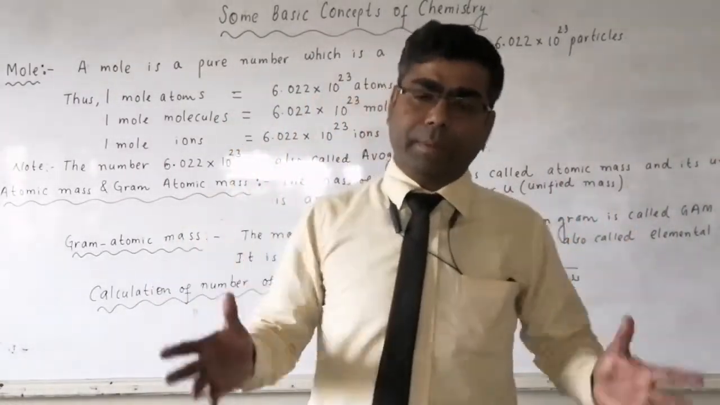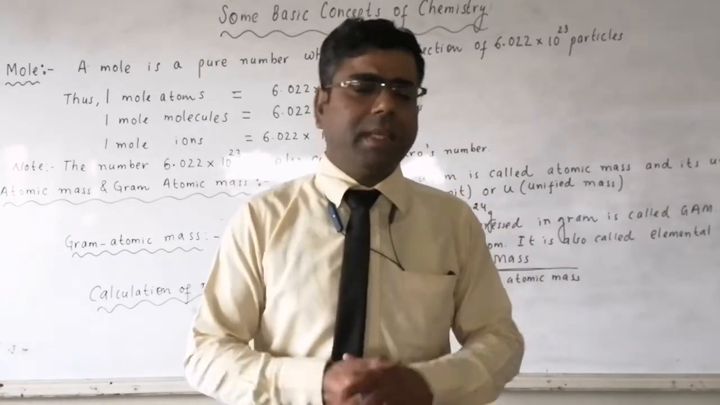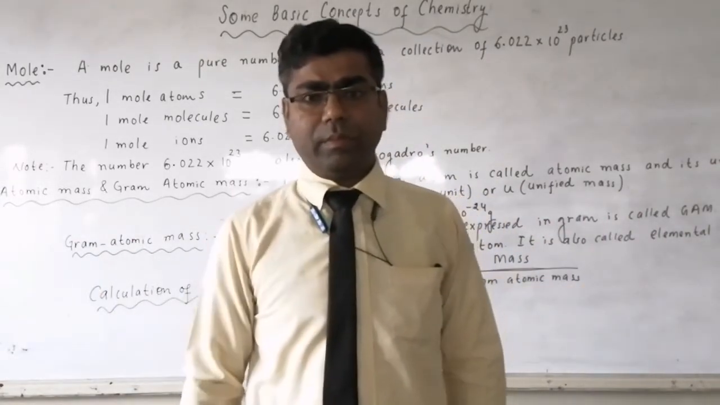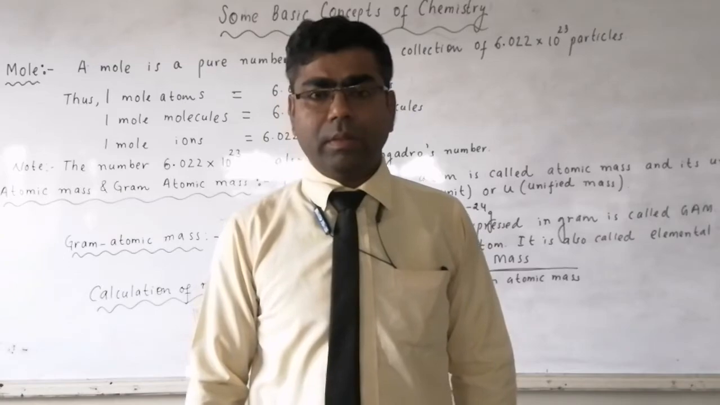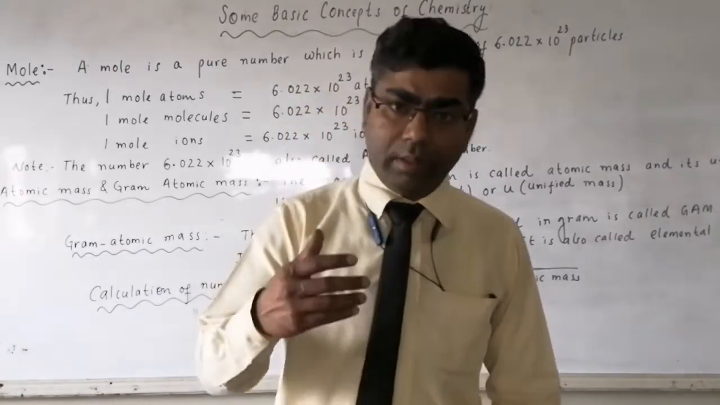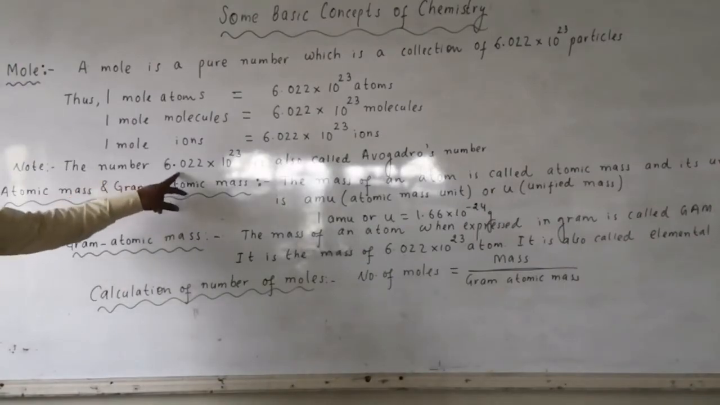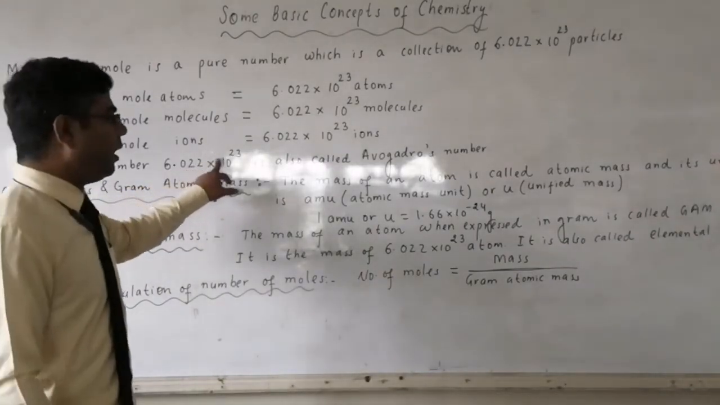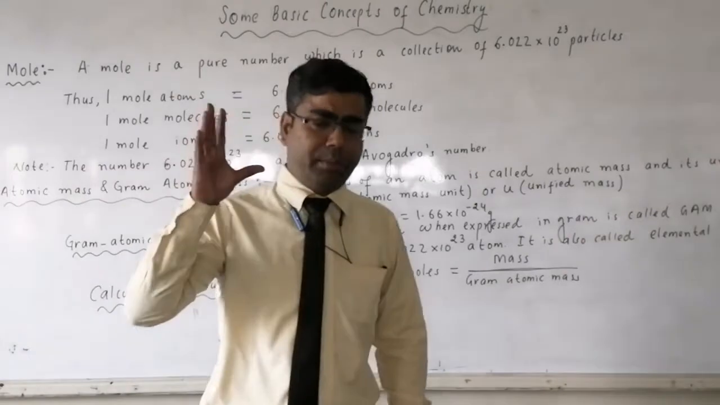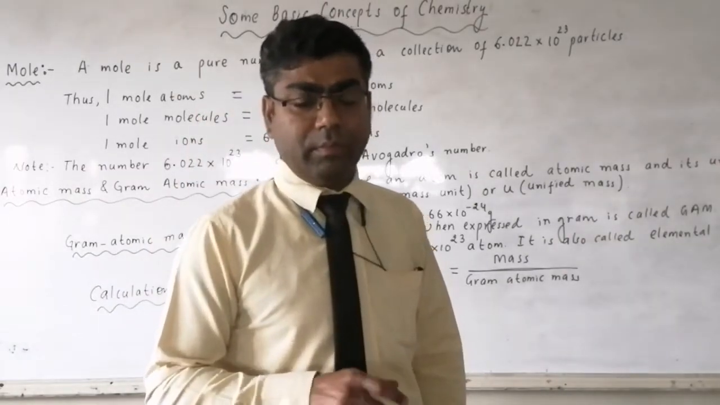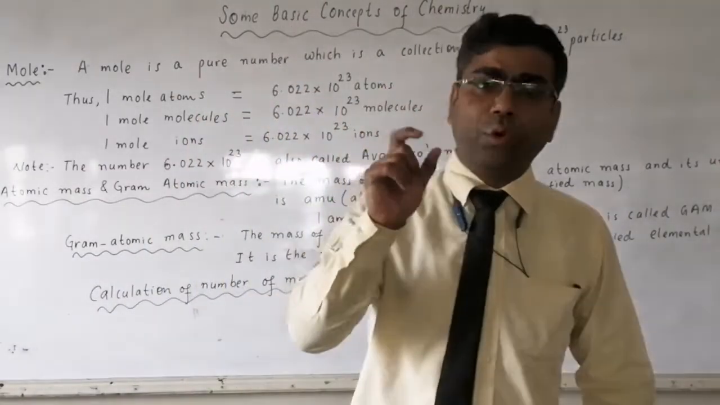Remember, it is a very, very big number. You cannot imagine it. It's such a large number. And important point here, the number 6.022 into 10 to the power 23 is also called Avogadro's number. This number is also called Avogadro's number.